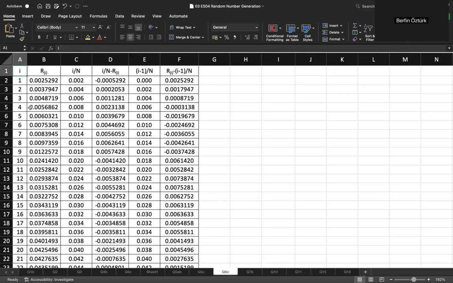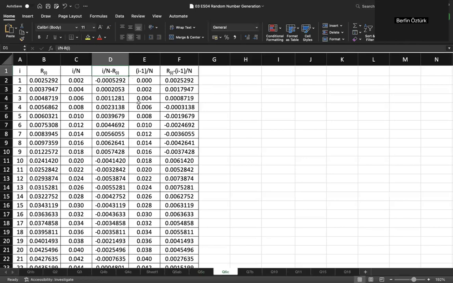Okay. We are choosing a theoretical upper bound and a theoretical lower bound, which will be like D plus and D minus. So we will be computing the test statistic, and to compute that, we will be using these formulas here. To use those formulas, we have to compute i over n and then i over n minus R(i).